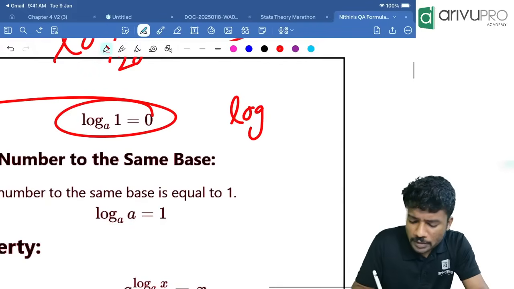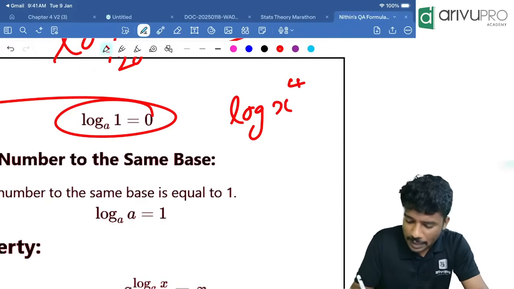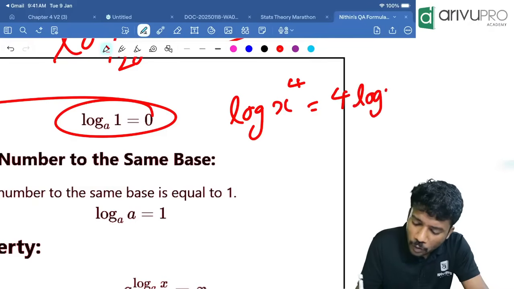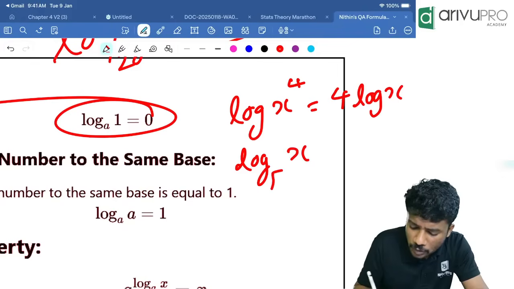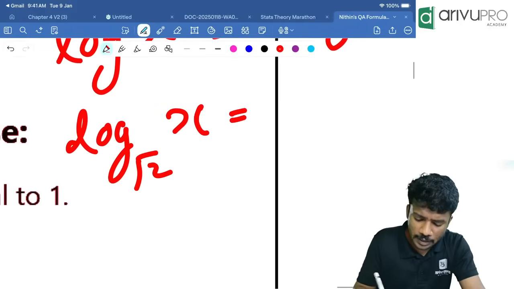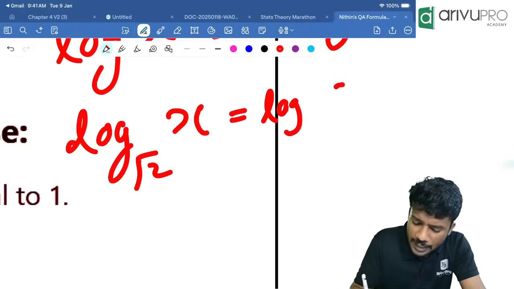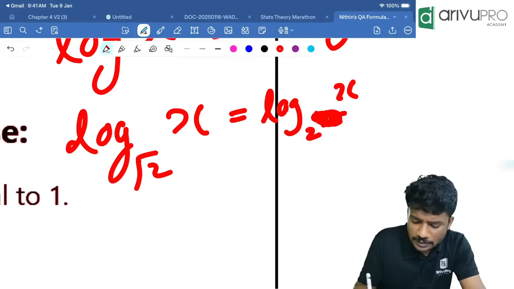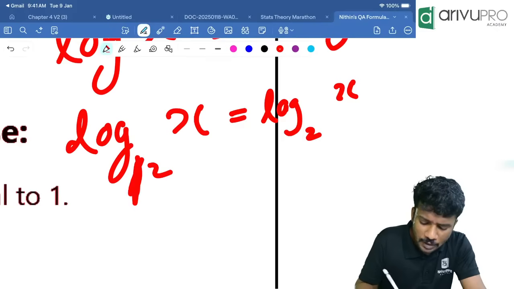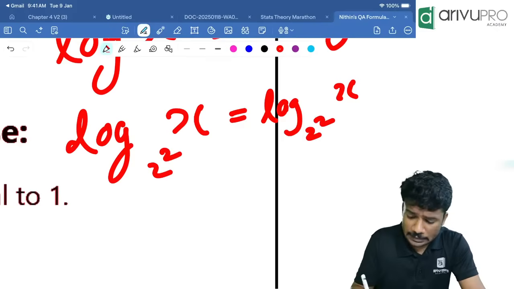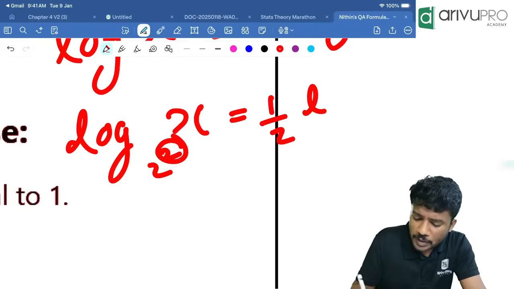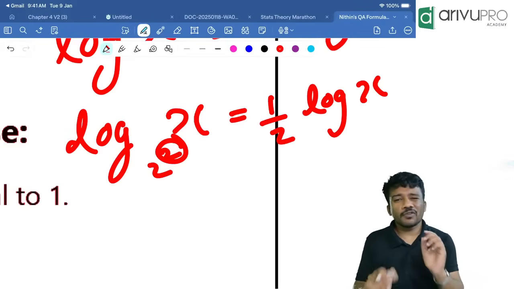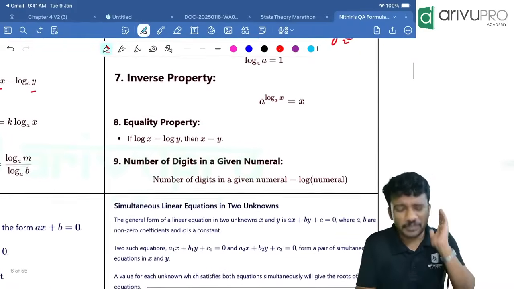Then, what is log of x to the base 4? It can be written as 4 into log x. Then what if it is like this? Log of x to the base root 2. How can you write this? You can write it like this: log of x to the base 2 raised to 1 by 2. Without root 2, I will ask you another question. Let it be like 2 square. That means this can be written in which way? It can be written as 1 divided by 2 into log of x. So always remember this type of tricks. It will help you out.